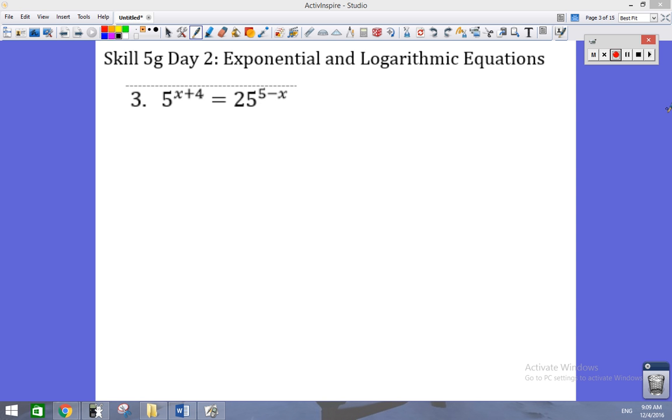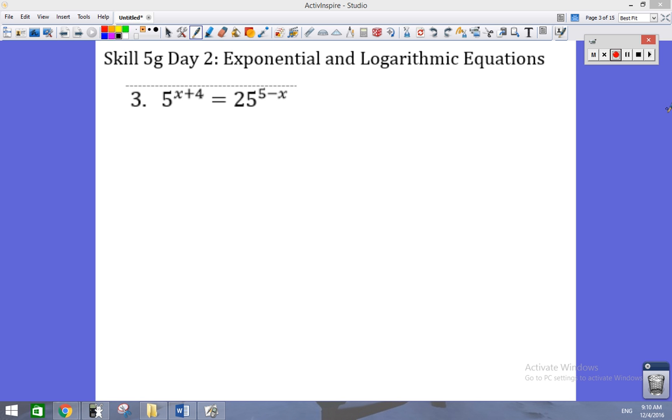There it is. We're looking at scale packet 5, which is exponential functions and logarithmic functions. In skill 5G, we're looking at, again, solving equations, and you must know your properties of logarithms and the definition of logarithms in order to solve these.